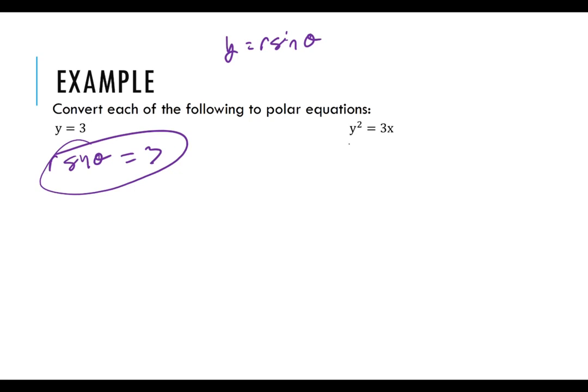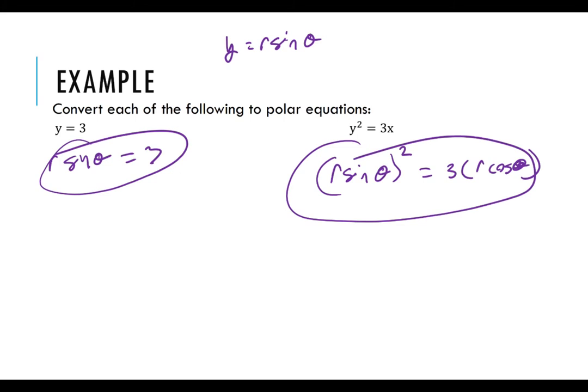Same thing for this next one. Replace y with r sine theta, so that's going to be r sine theta quantity squared is equal to 3 times r cosine theta. And so then we have this. If we wanted to do some manipulation and try to solve for r, we could try to and see if we could. And if we can, then you could write it as a function in terms of r, but they just want an equation, and so we're good.